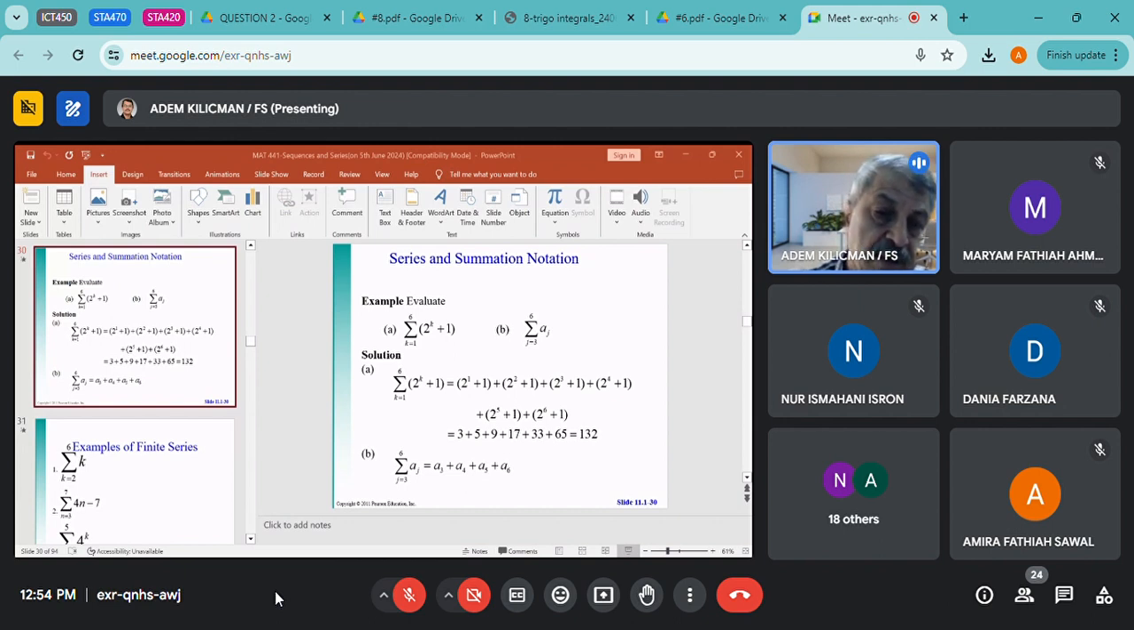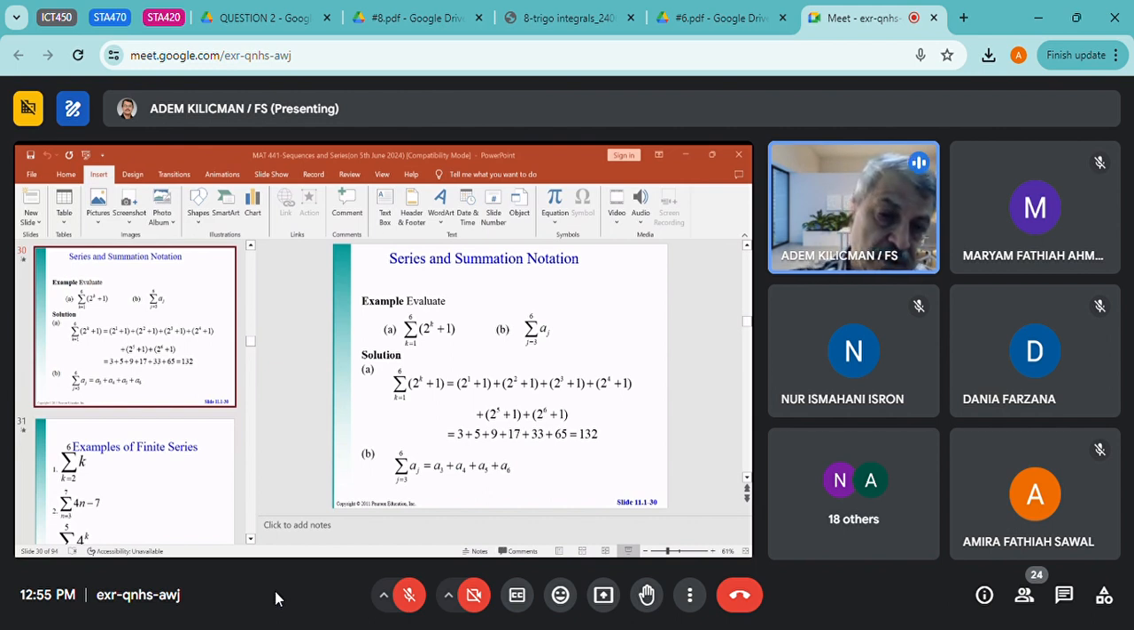And similarly, you can try to put here, for example, N equals 3, then 4 times 3 is 12, minus 7 is 5. Plus 4 times 4 is 16, minus 7 is 9. And so on. You can try to write those right hand side by using the summation formula.